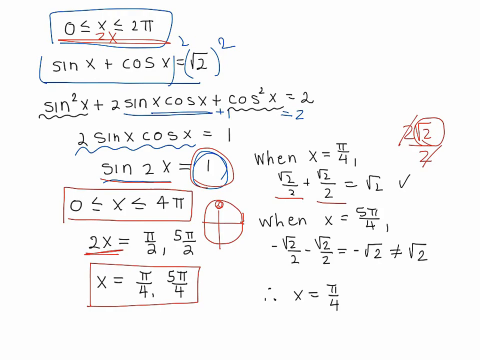When x is equal to 5 pi over 4, 5 pi over 4 is in the third quadrant. Therefore, your sine and cosine values must both be negative. So sine of 5 pi over 4 will be negative root 2 over 2, and cosine of 5 pi over 4 will be negative root 2 over 2. So you're left with 2 times negative root 2 over 2. The 2's will cancel out again, but this time you're left with negative root 2. Negative root 2 is not equal to root 2, so this doesn't check. So the only answer on this problem will be pi over 4.